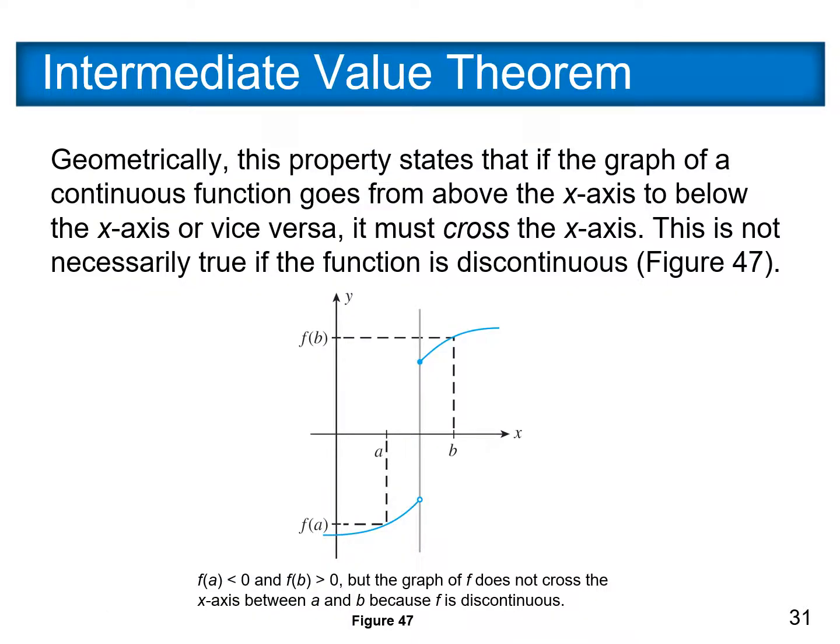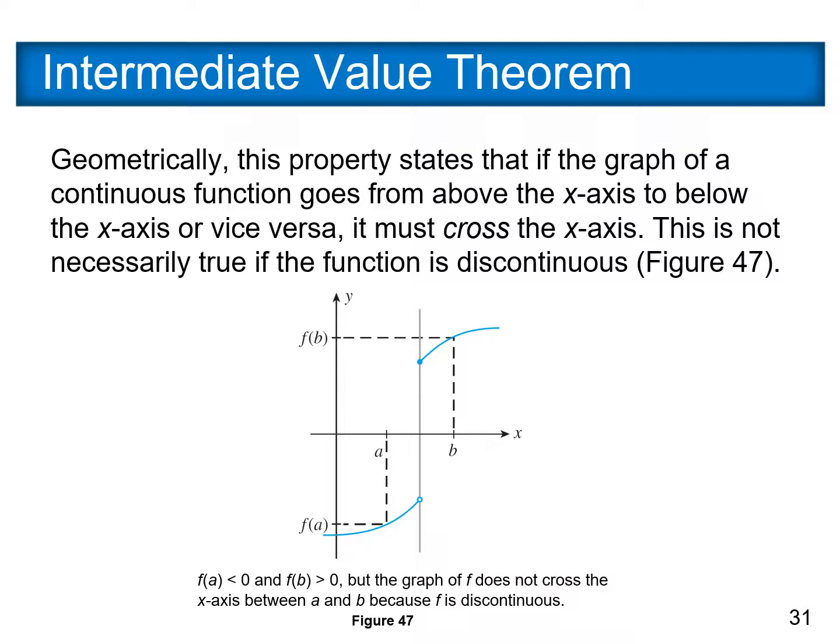So geometrically, this properly states that if the graph of a continuous function goes from above the x-axis to below the x-axis or vice versa, in other words, if it goes from the negative side of y's to the positive side of y's, or from the positive side of y's to the negative side of y's, therefore it is necessarily true that the function has to have a 0 like we saw before.